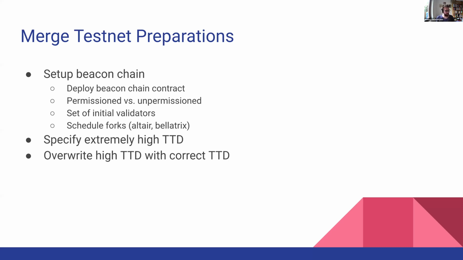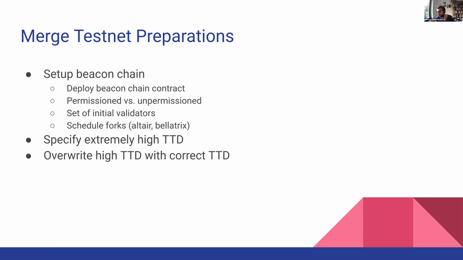Then I wanted to talk a bit about some of the merge testnet preparations that we still have to do for Sepolia and Goerli. The problem is that these testnets didn't have a beacon chain. The beacon chain for Ethereum mainnet has been running for over a year now, but the testnets don't have beacon chains. So we need to set up the beacon chain and deploy the beacon chain contract. We need to think about whether we want to make the testnet permissioned or unpermissioned.